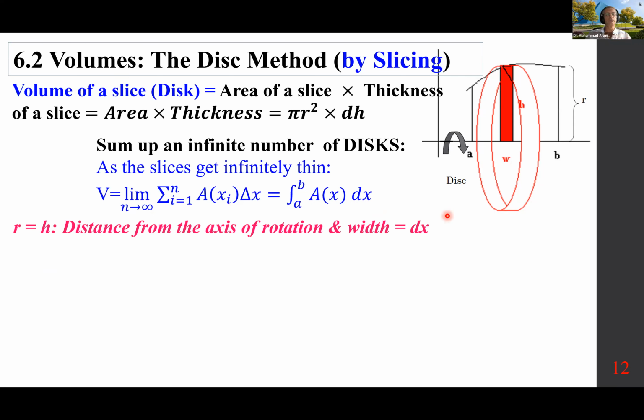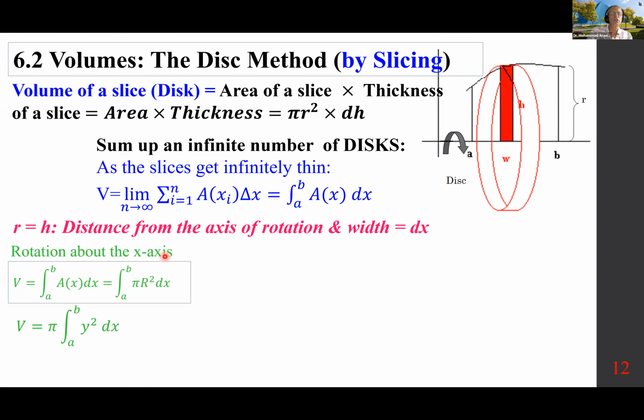Now, r is the distance from the axis of rotation, the width in this case is dx, and for rotation about the x-axis, and then you have to move it along the x-axis, it gives the formula V equals the integral from a to b of A of x dx, or pi r squared dx, and pi times the integral of y squared dx, where y is f of x, remember that.